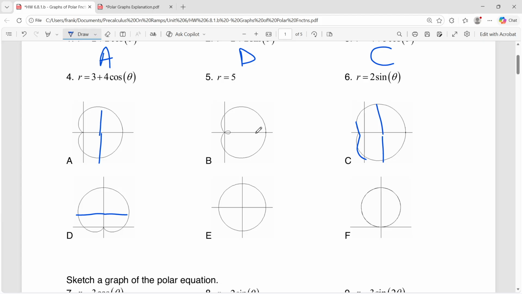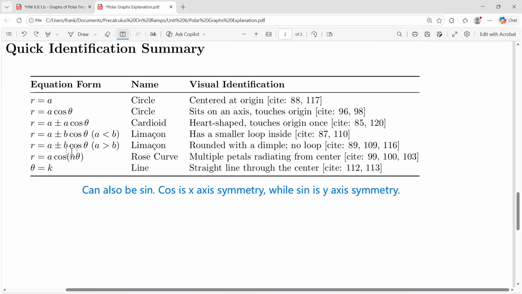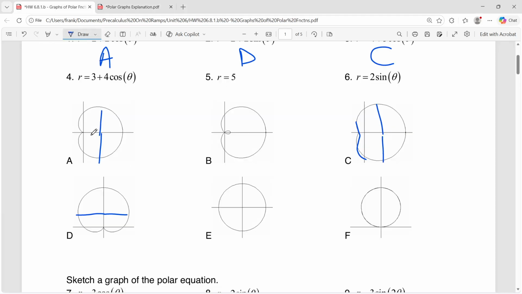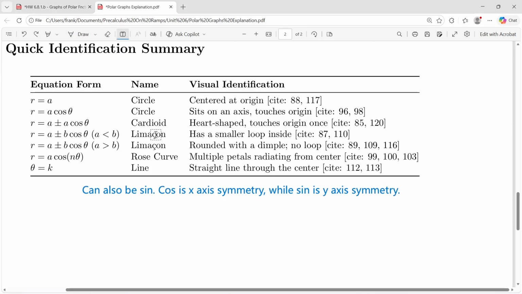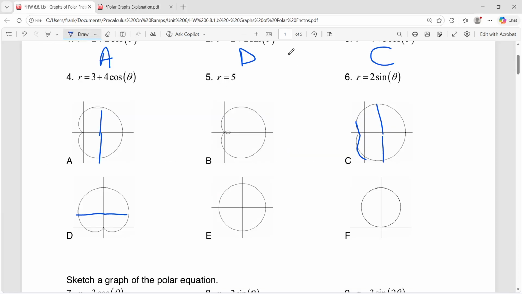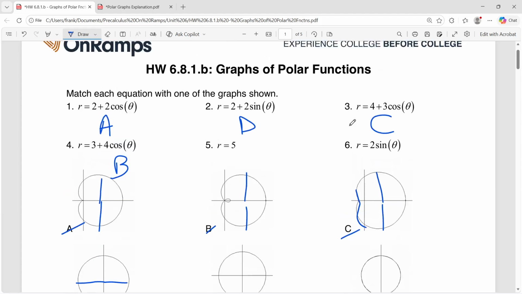And now r equals 3 plus 4 cosine, where a is smaller. I keep forgetting, yeah, a is smaller. So this has a smaller loop inside, and cosine is x-axis symmetry. So we need a small loop inside, x-axis symmetry. That's this one. That's B. I guess I should go A, C, D, B. I should cross out the ones I've already done.